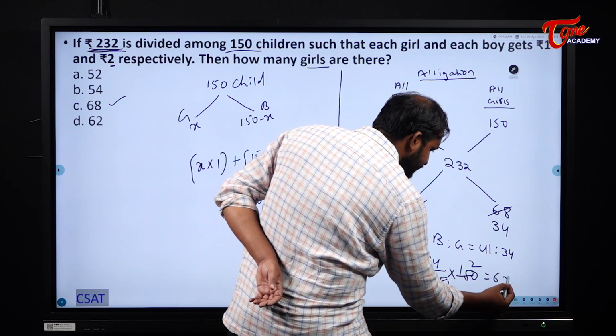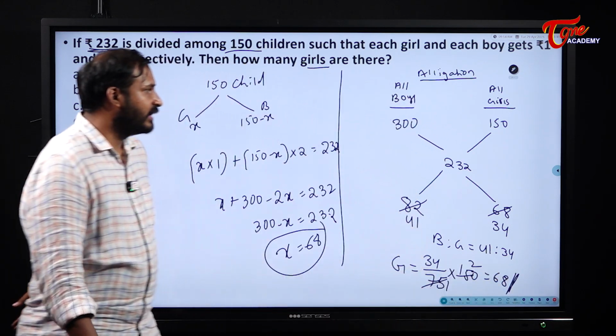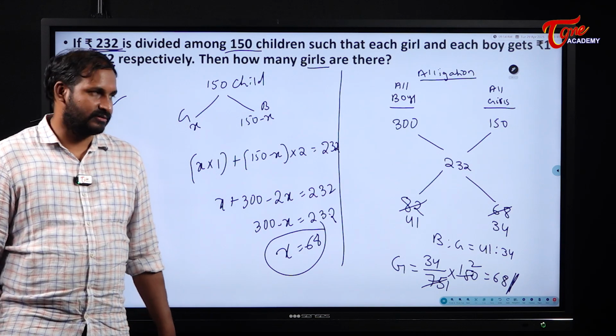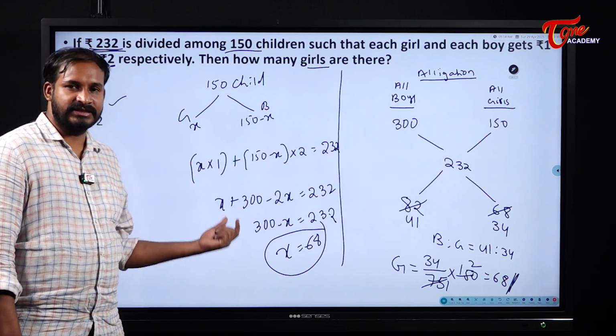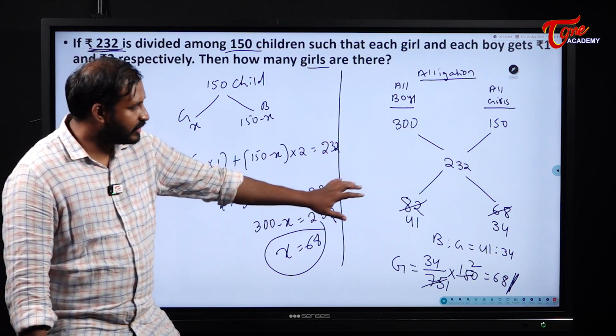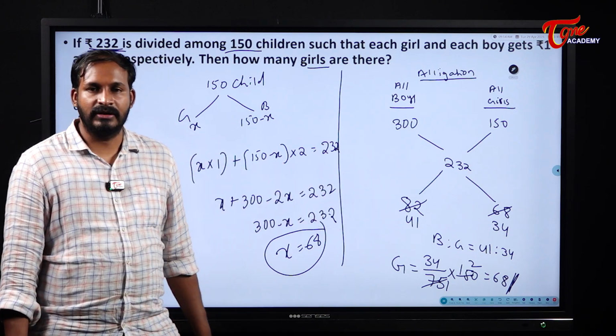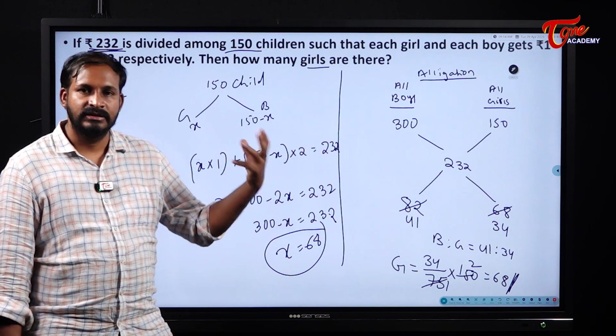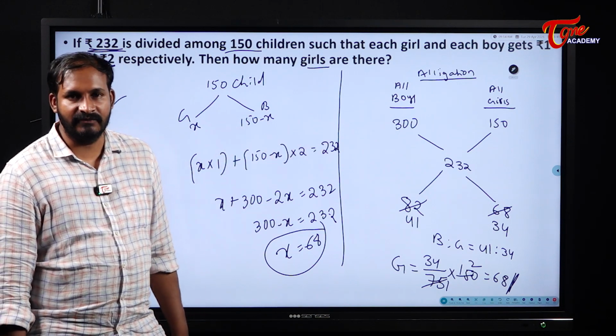So this will become 68. This is the method to find the answer with the alligation rule, and this is the general procedure. It is up to you students, you can follow anything, but definitely you should have an idea on this one also. Why? Because we are going to use these applications very frequently, the alligation rule very frequently.